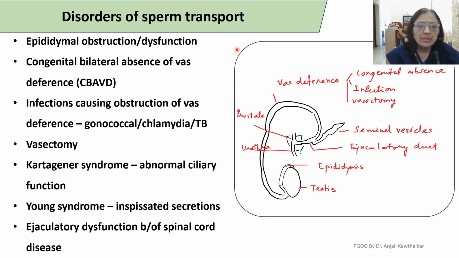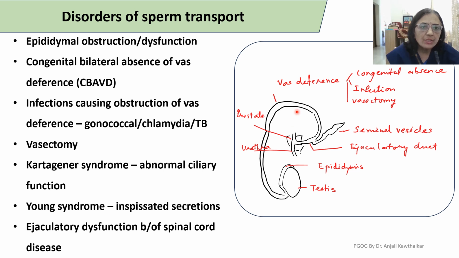Now, the second group is disorders of sperm transport. For this, again, we have to revise how the sperms get transported. They are produced in the testis, stored in the epididymis, then transported mainly by the vas deferens. The duct from the seminal vesicle joins the vas deferens, and what is formed is called the ejaculatory duct. This ejaculatory duct joins the urethra. The prostate surrounds that part of the urethra, and then through the urethral meatus, sperms are deposited in the vagina.